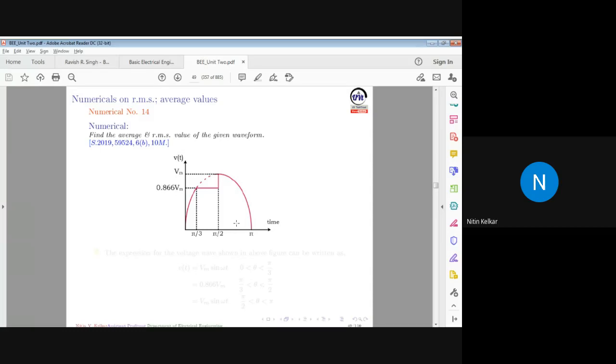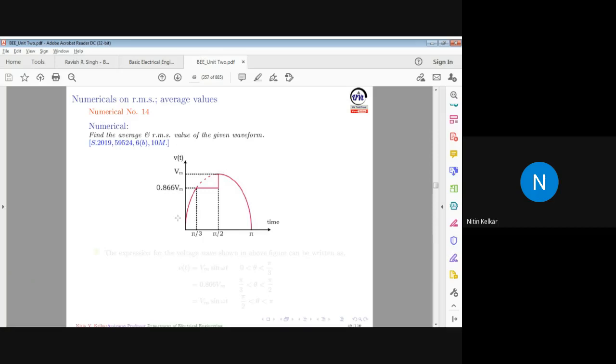So in how many sections is the given waveform divided? If you look at the waveform carefully, does it have the same pattern from 0 to pi? That solid part of the waveform is the actual waveform. The dotted segment I have represented only for explanation purposes. So the dotted segment is not a part of the given waveform.